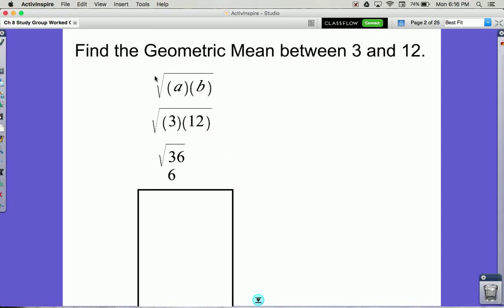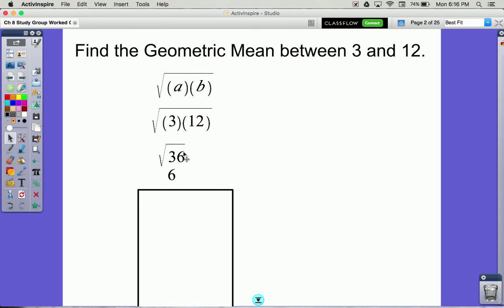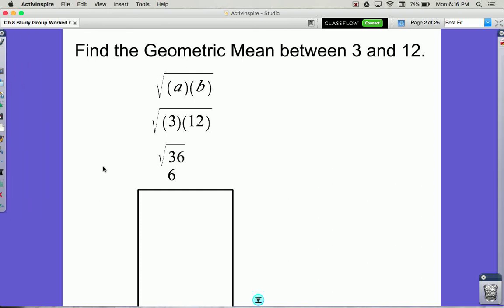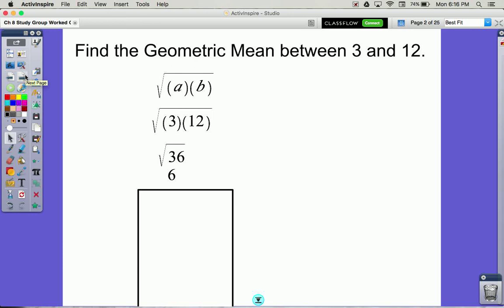Now remember, these are supposed to be in exact numbers, so if this wasn't a perfect square, you would need to break it down and write it as something like 2 radical 2, or something to those extents.